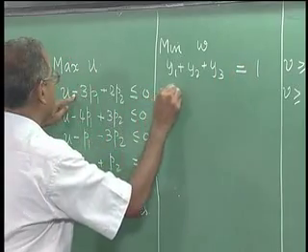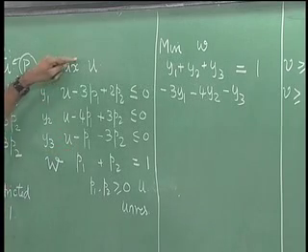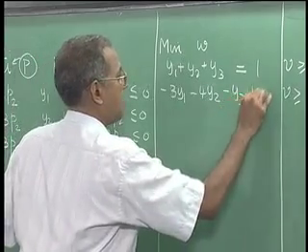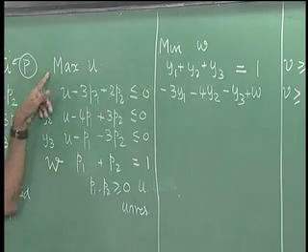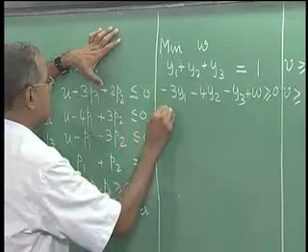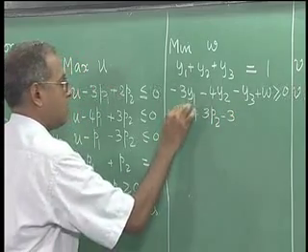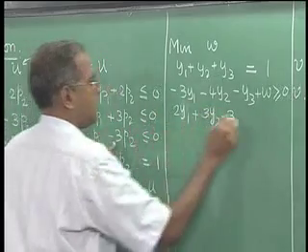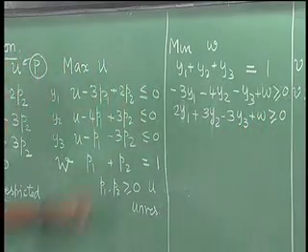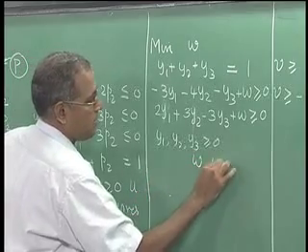Now, corresponding to p1, it is minus 3y1 minus 4y2 minus y3 plus w. Now, it is a maximization problem with greater than or equal to variable. So, it is a minimization problem with greater than or equal to constraint. Then we will get for p2, 2y1 plus 3y2 minus 3y3 plus w is greater than or equal to 0. We have y1, y2, y3 greater than or equal to 0, and we have w unrestricted.